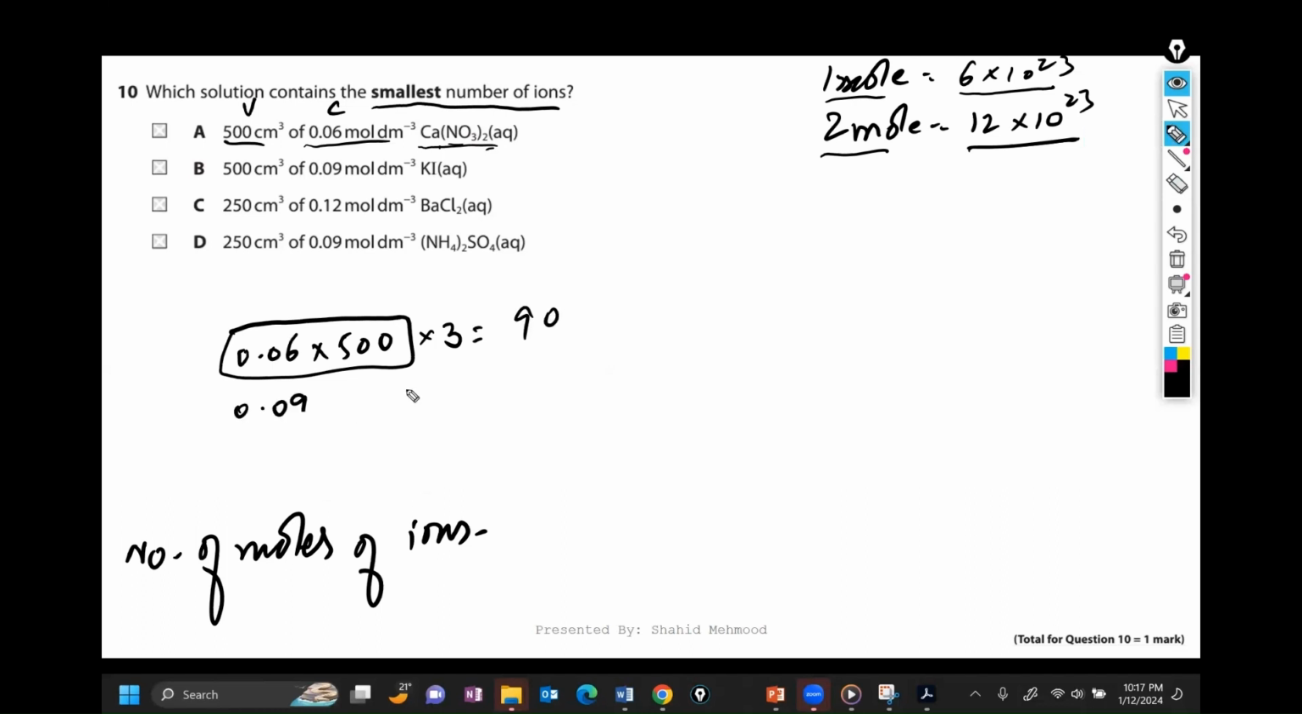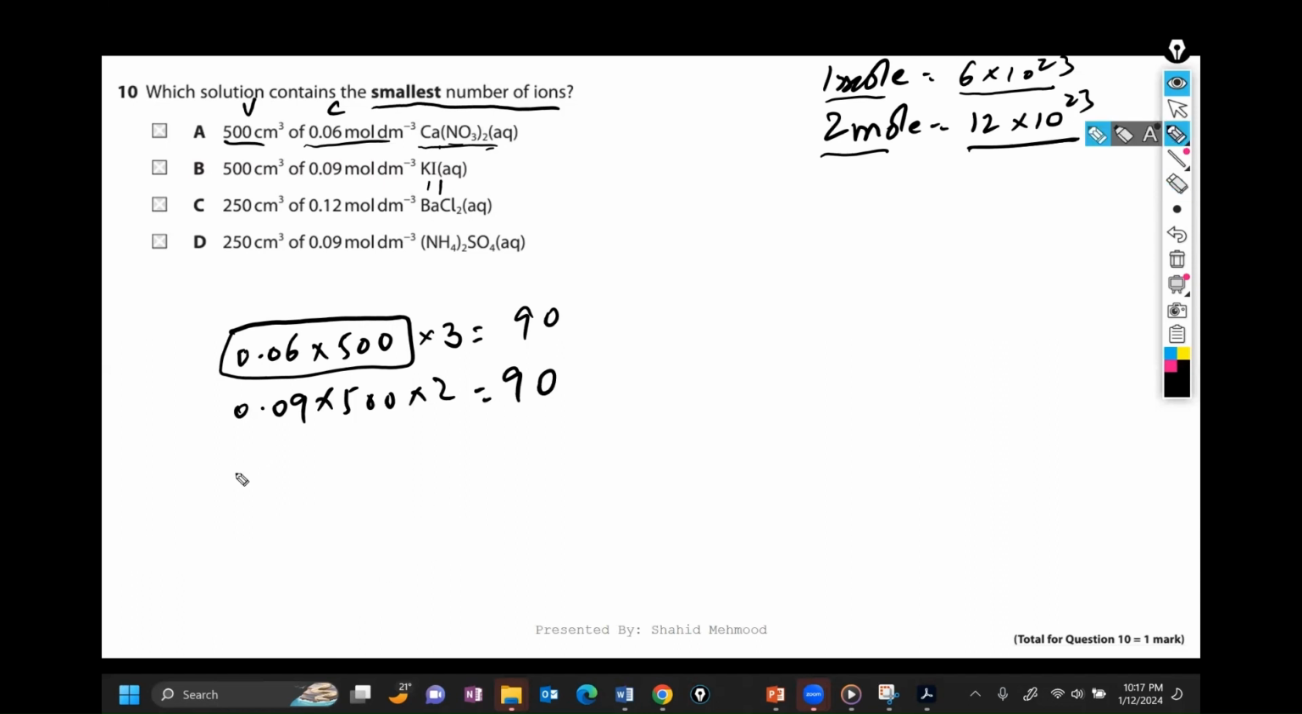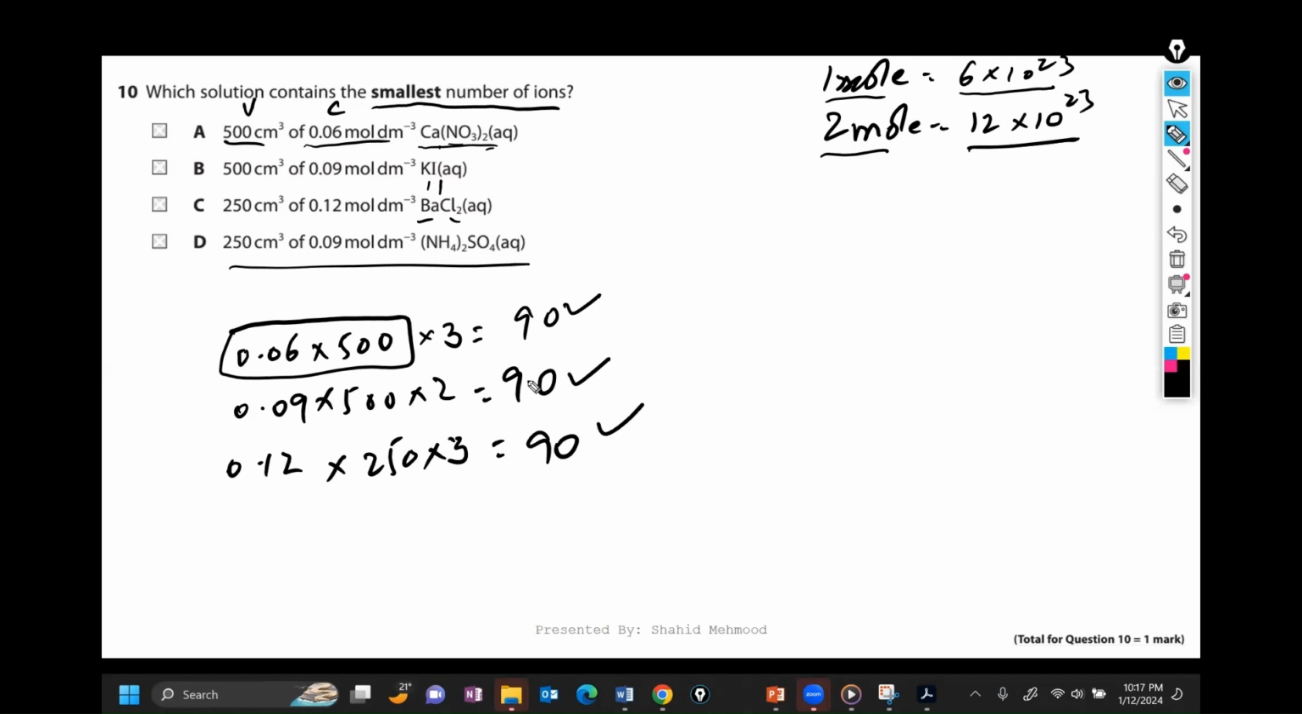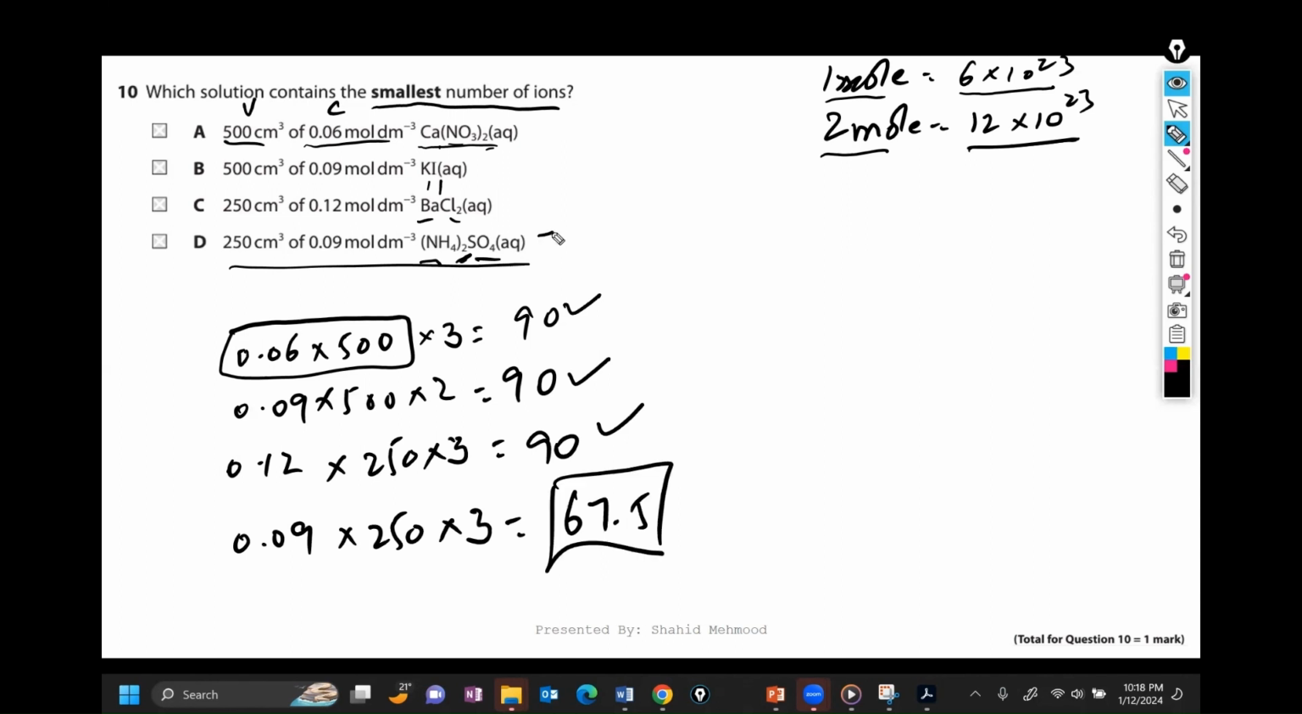The second one is 0.09 times 500 times 2, because potassium and iodide, they have 2 ions. Again, I'm getting here 90. 0.12 concentration times volume 250 times, again this is barium and 2 chloride, so total ions are 3, and I'm getting again 90. The last one is definitely the answer, because if it is 90, 90, 90, so let's see here, there is 0.09 times 250 and times, this is 2 ammonium ion and 1 sulfate, so 3. Here my answer is 67.5. So if this is roughly the number of moles or smaller number, so definitely it contains the smallest number of ions, and our correct option is D.